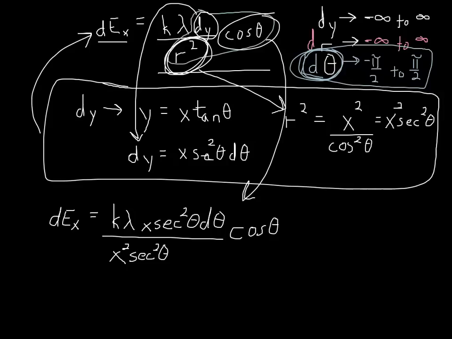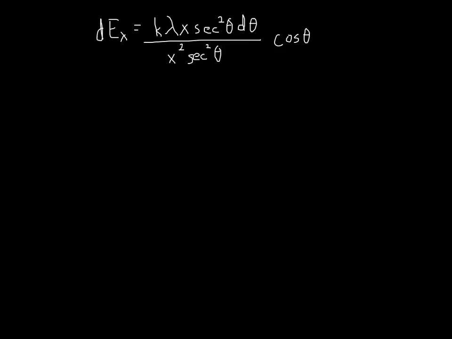Okay, this is getting a little unwieldy, so we're going to rewrite this on a new slide. This is just everything rewritten from our previous slide, and what I see is a lot of things are going to cancel out. My secant squared of theta cancels with my secant squared. I have one x up top that's going to cancel with one of the x's down bottom. So now I have dEx is equal to k times lambda over x times cosine of theta d theta.